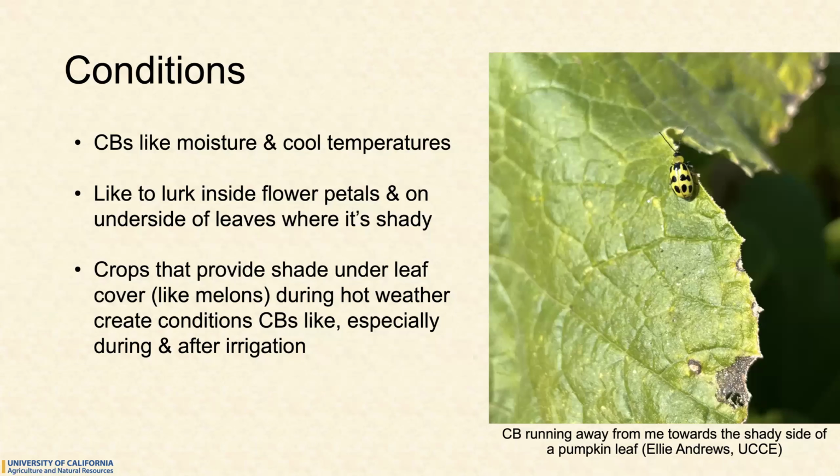So cucumber beetles really like moisture and cool temperatures. So they like to lurk inside flower petals, on the underside of leaves where it's shady. So crops that provide shade under leaf cover, like melons, for instance, during hot weather, they create these conditions that cucumber beetles really like, especially during and after irrigation. And this is a really nice example. You can't tell right now, but in this photo, this cucumber beetle was trying to run away from me. It was actually really fast. It looks like it's still, but it was running really quickly away from me to try to get to the shady side of the leaf and hide from me. But they really do like the cooler, shadier, more moist conditions.